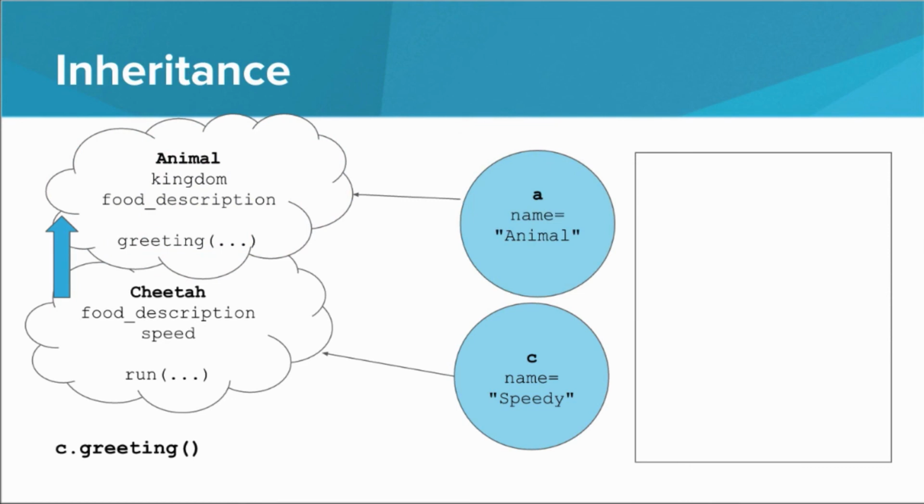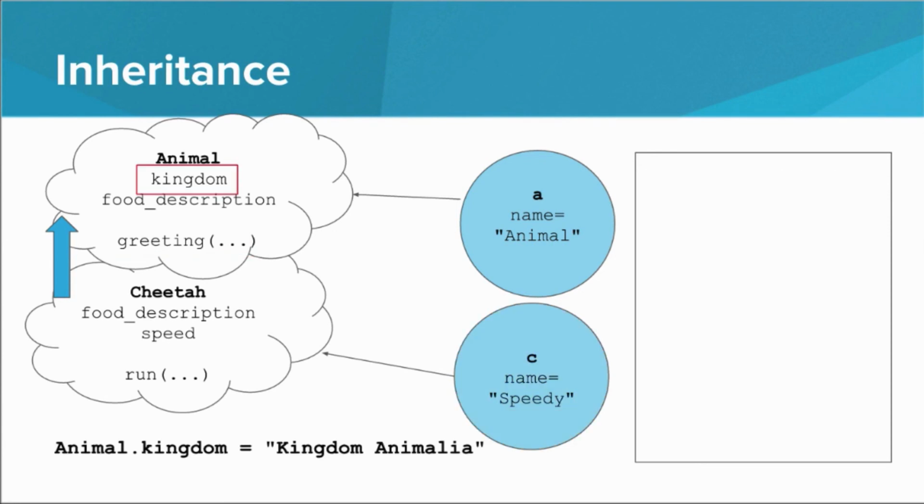Okay, what if we call c.greeting? This also involves both a method lookup and a variable lookup, and for both, Python just follows the usual chain of command. First, it looks in C's class for a method called greeting, and when it doesn't find it, it checks the superclass. It then performs the usual variable lookup on name in order to execute the code for greeting.